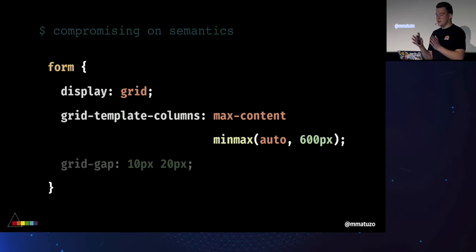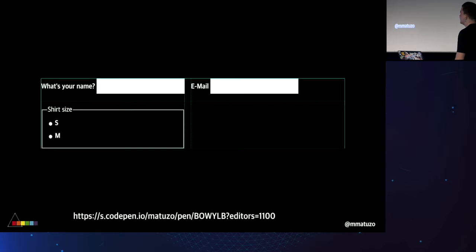And then I set the second column to a maximum width of 600 pixels. And I use some gap, so some spacing between my grid items. This is what we get. Not quite what I wanted, because only direct child items of a grid container will be placed in the grid. So in our case, the 2 divs and the field set, but I want the inputs and the labels to be placed there, and the legend and also the radio buttons.